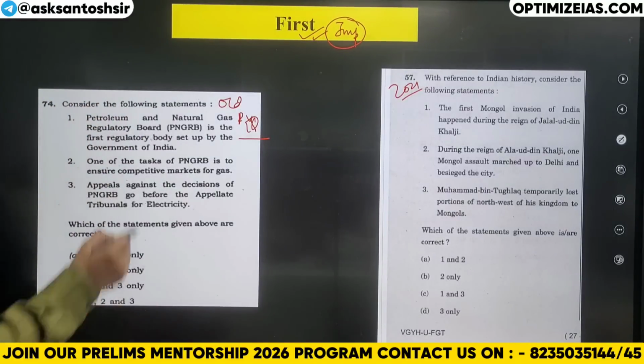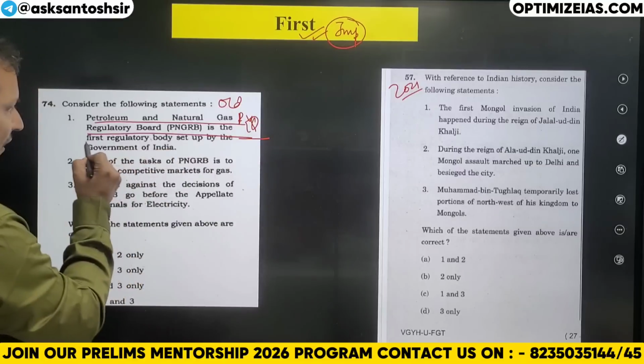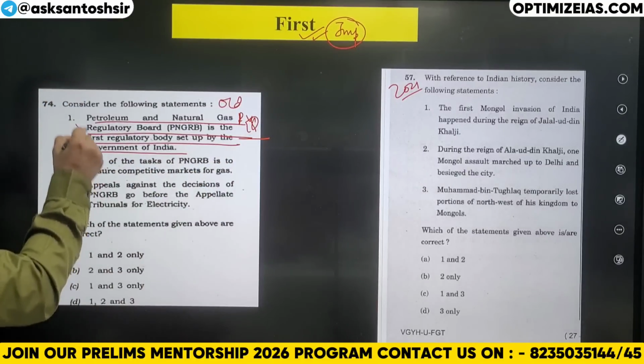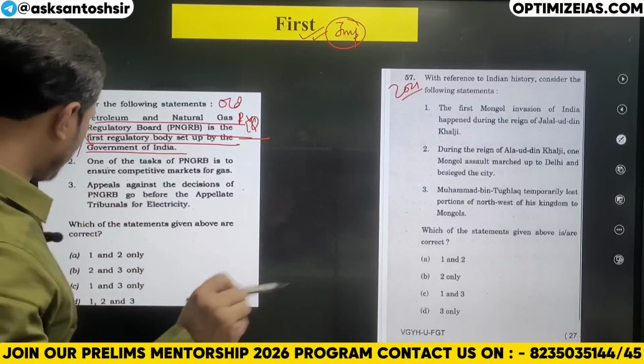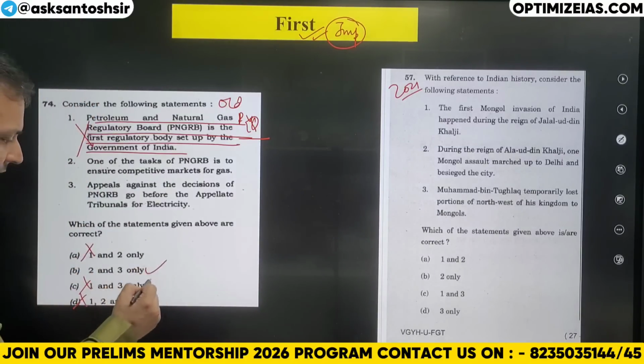You can see first this question: Petroleum and Natural Gas Regulatory Authority is the first regulatory authority to be set up by Government of India. First regulatory authority. Remove that. Remove "first". You automatically get the answer.